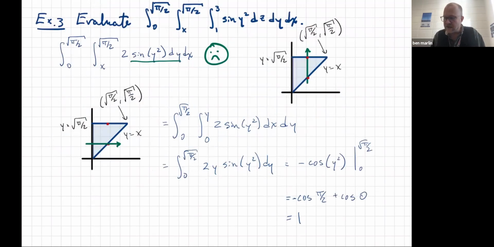So this next one asks us to integrate sine of y squared dz. When we integrate sine of y squared dz, no problem, there's no z, so you just multiply by a z and then go from the bottom limit of integration to the top. So you really end up with just 3 minus 1, or 2, times sine of y squared dy. But that gives us a sad face, okay?